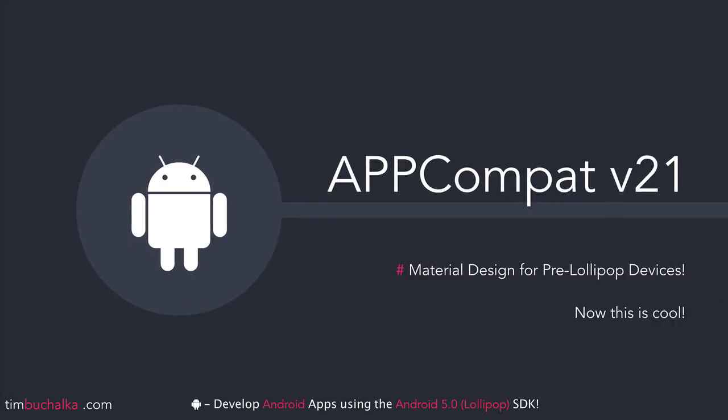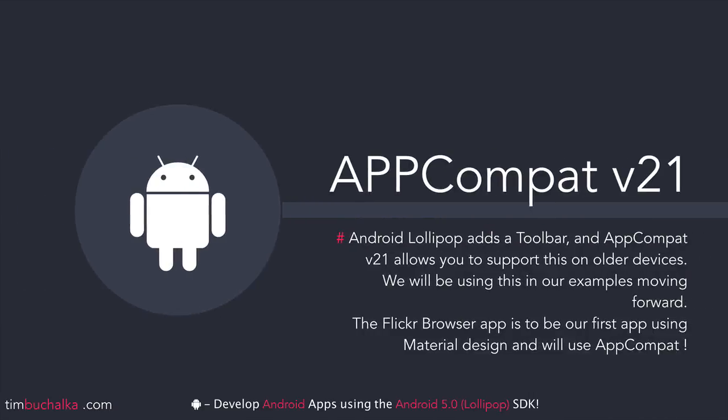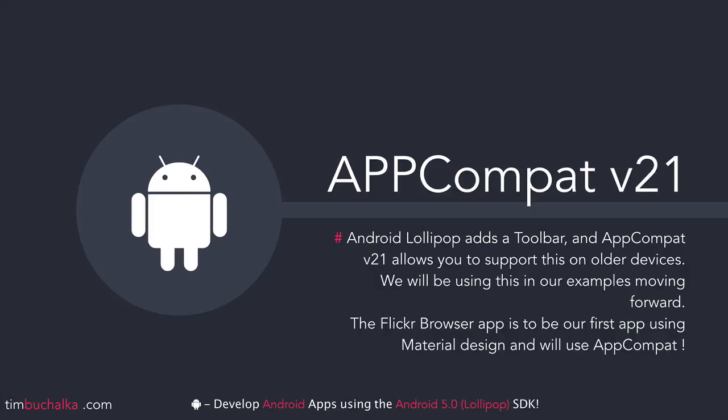The other cool thing is the AppCompat library version 21, which of course is API 21, Android Lollipop. That has introduced material design for pre-Lollipop devices. Now this is seriously cool. AppCompat has been around for a long time. It originally started out as a backport of the Android 4 action bar functionality, which originally was targeting Gingerbread devices, but it's been updated by Google. So Android Lollipop adds a toolbar, and AppCompat v21 allows you to support this toolbar on older devices.